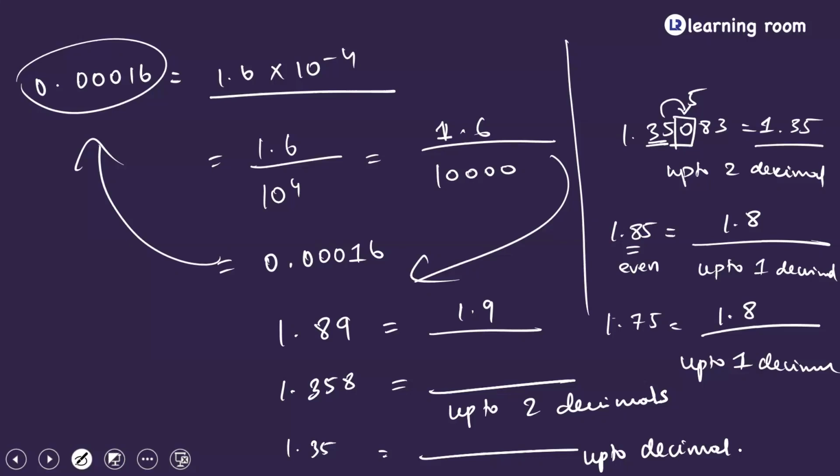1 minute. Yeah, tell me. 1.3 up to 2 decimals, I have written below. 1 decimal.